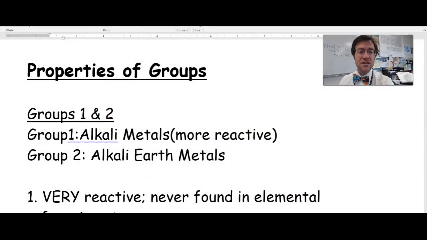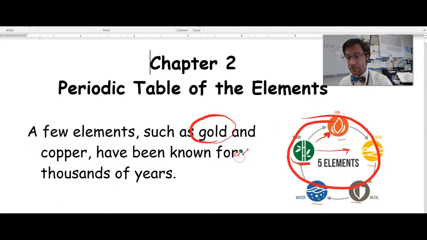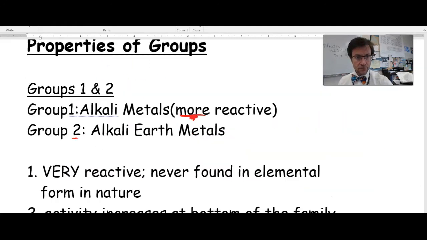So, properties of the group. Here's the deal: groups 1 and 2. When I say group 1 and 2 are reactive, I mean, whoa, these things are highly, highly reactive. Group 2 is definitely active. Okay, like I was saying, group 1 is the alkali metals, very reactive, and group 2 is the alkaline earth metals, which are also very reactive.